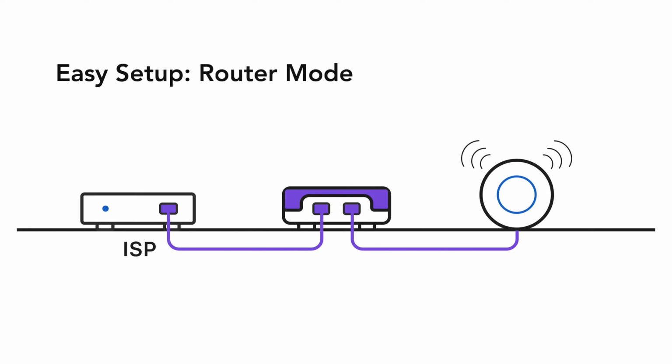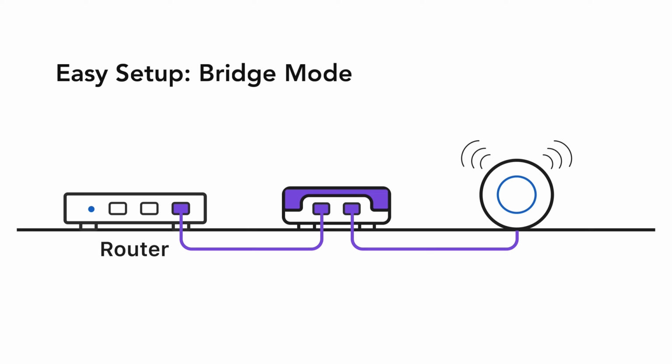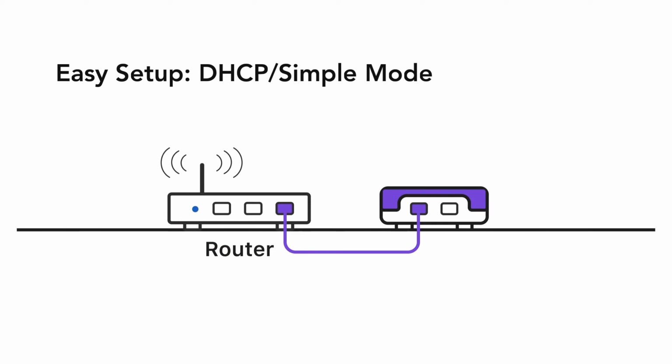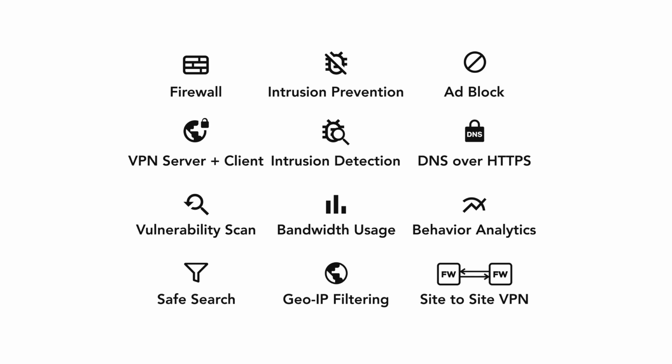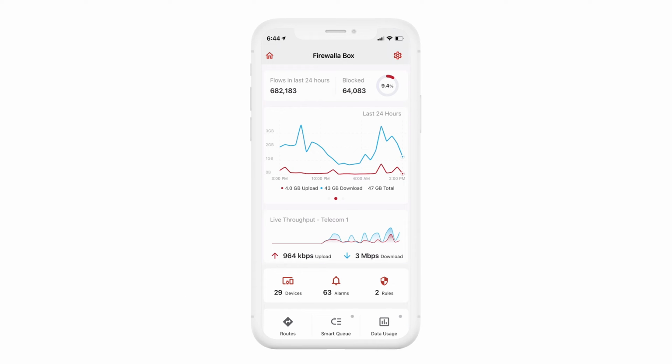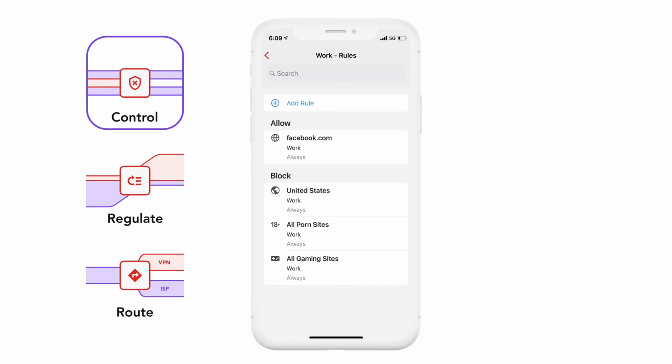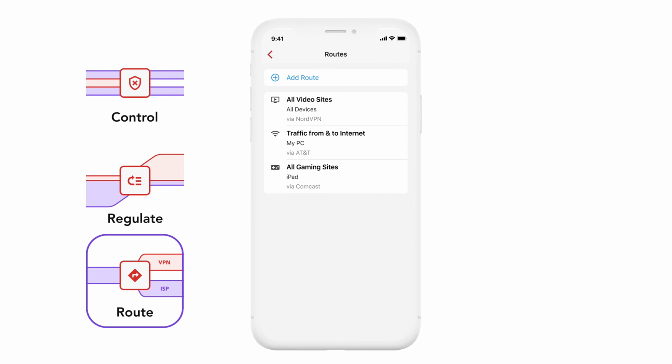It can be your main router, or can be placed between networks in bridge mode. In addition, it can also augment your network using the traditional Firewalla Simple or DHCP mode. With the Purple, we're continuing our quest to make networking even more exciting. You'll gain more visibility to your network and have more tools to control, regulate, and route network traffic.